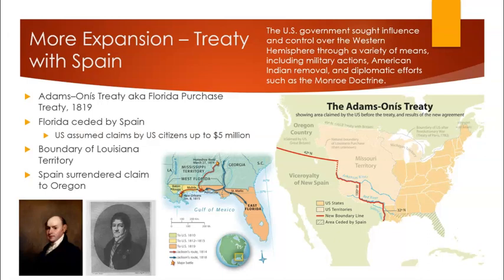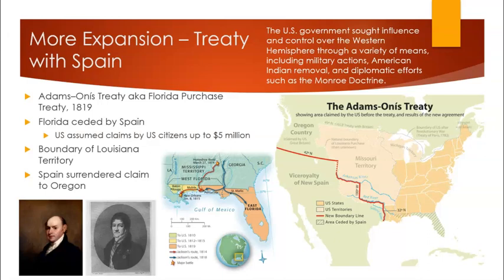Because of growing independence movements in Latin America and the weakness of Spain in the aftermath of the wars against Napoleon, Spain essentially felt that selling Florida to the United States was the only solution. So in 1819, they transferred Florida to the United States in the Adams-Onis Treaty, also known as the Florida Purchase Treaty, in exchange for the U.S. assuming legal claims of American citizens against Spain up to a total of $5 million.